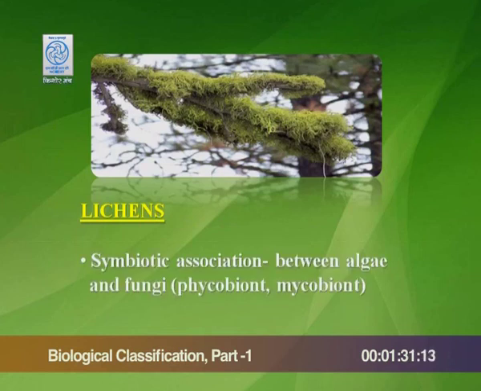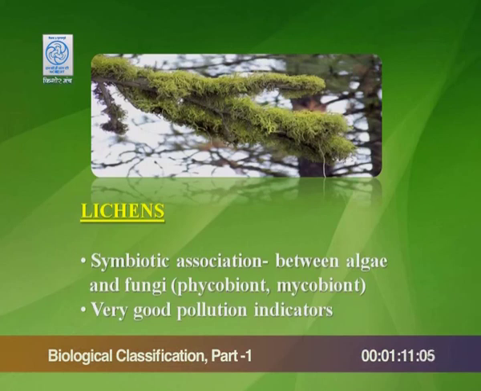Lichens: they are the symbiotic association between algae and fungi. The algal component is known as phycobiont and the fungal component is known as mycobiont. The relationship is known as symbiotic relationship. They are very good pollution indicators.